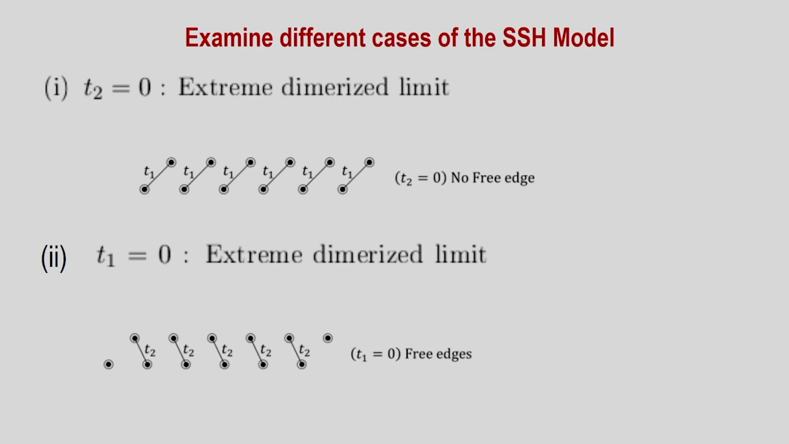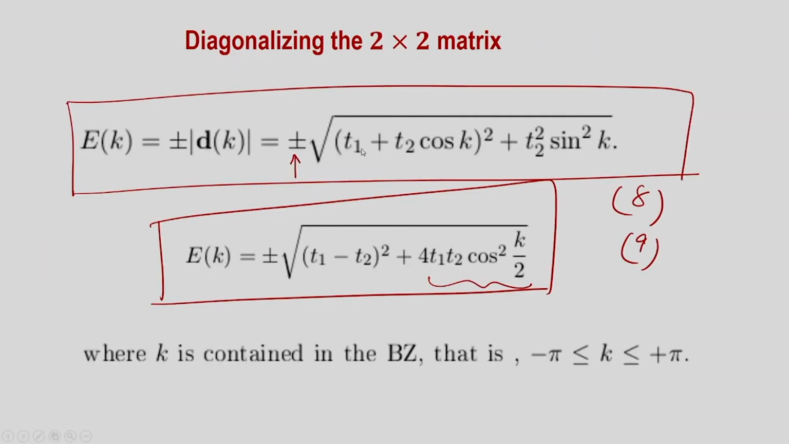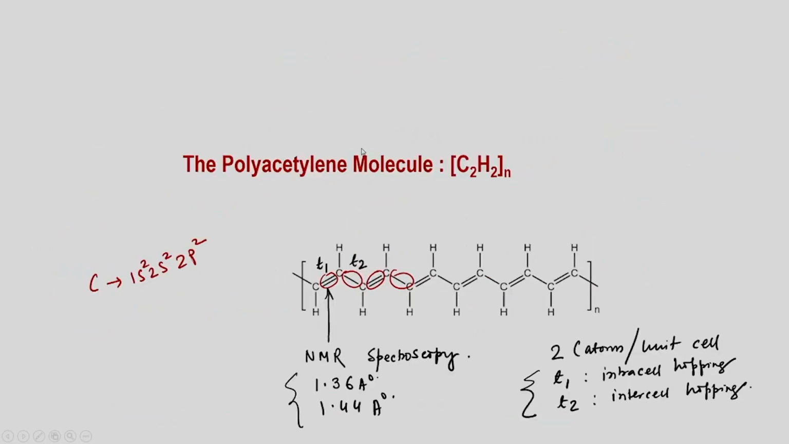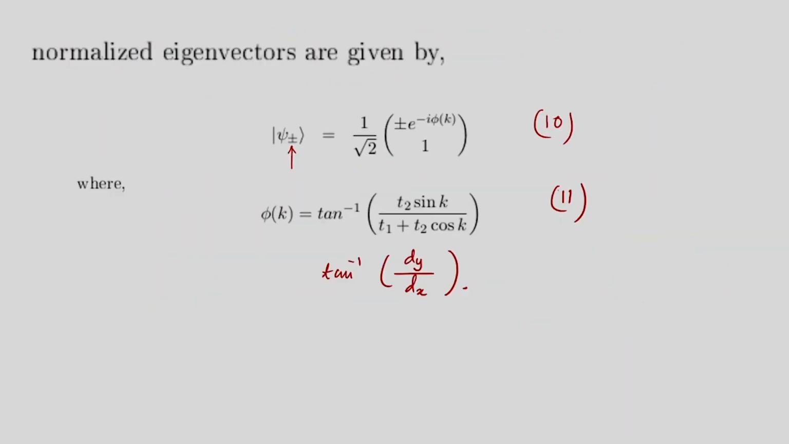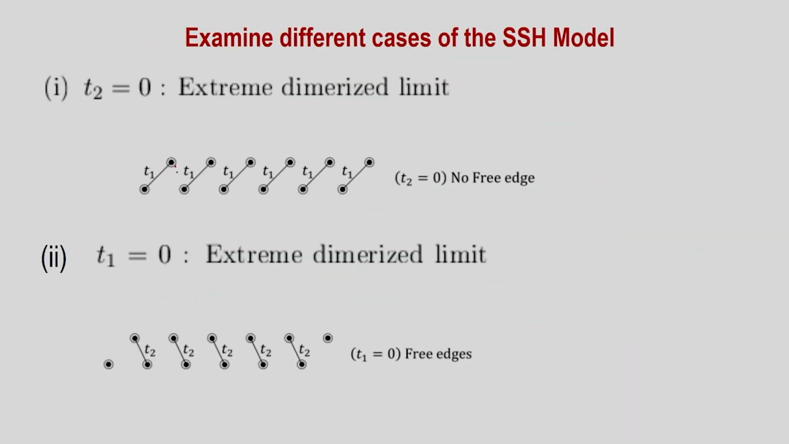Now, in order to see the topology, let us examine a few different cases. One of them is T2 equal to 0, that is, this model does not have any T2, which means that the intercell hopping is equal to 0. So, if you have intercell hopping equal to 0, it looks like this. There is nothing here. This is absent and this is absent and so on. In this case, it is called the extreme dimerized limit. Dimers are formed, you have a perfect dimer and there are no free edges. So, T2 equal to 0.